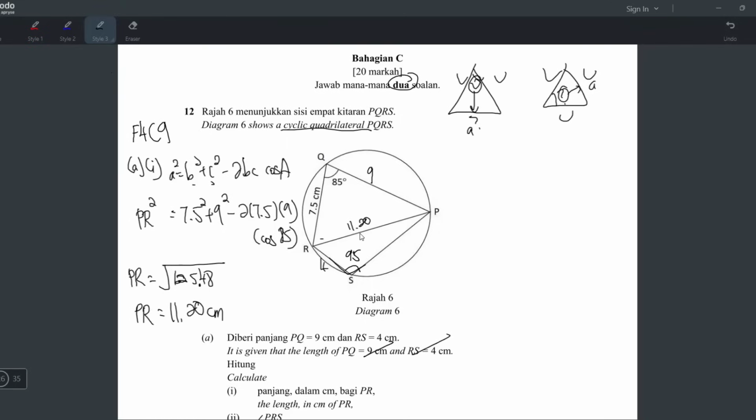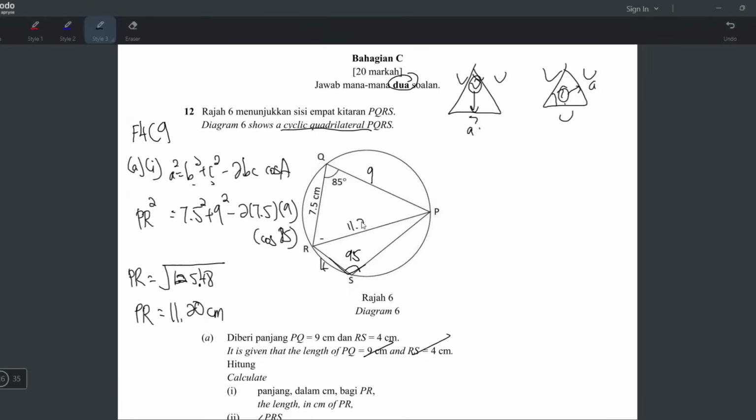And I noticed something. Once I write the PR side, I realize that the bottom triangle has more information already, because now you have one complete pair here. You have one side and one angle that are opposite to each other, and you have another side which is 4. That means you can use sine rule to find this angle. When you use sine rule, you need the opposite of what you want and one complete pair. So it's possible to use sine rule to find this angle. All right, so let's see what they want for the next question.